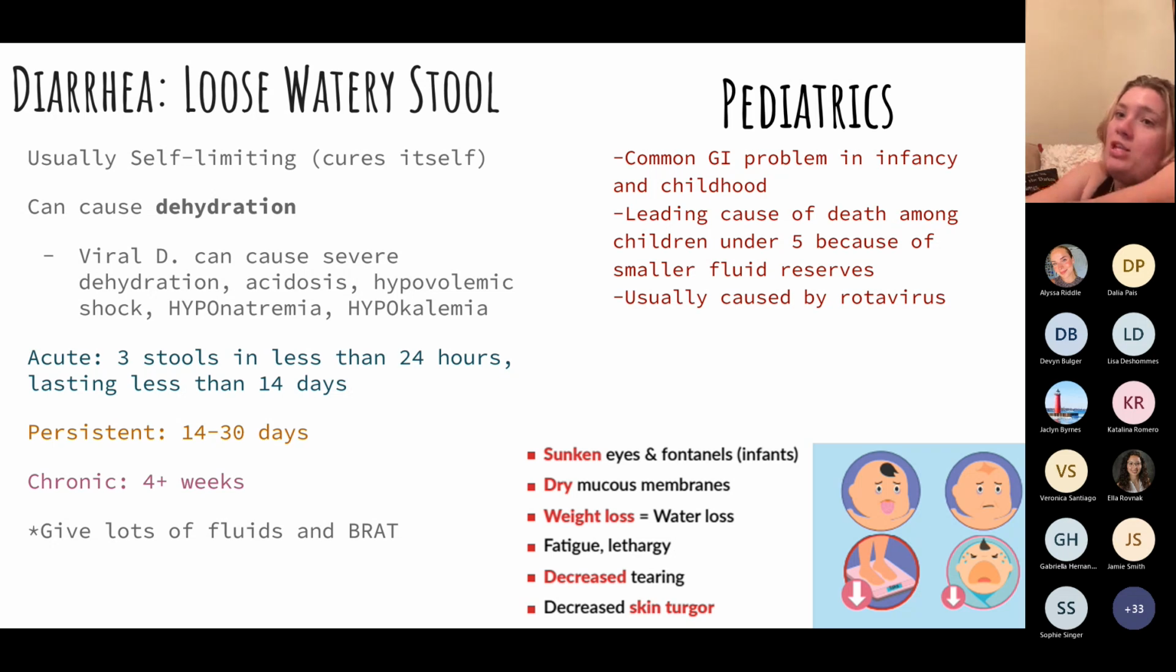Why is diarrhea a really big issue with pediatrics? Well, we talked about pediatrics having very small fluid reserves, so even if they lose a little bit of water, it's a lot to them.